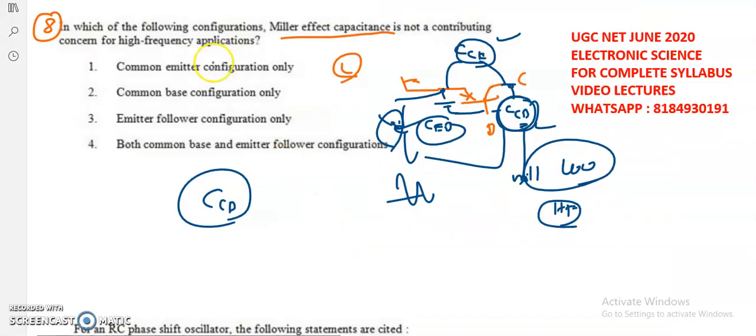But our question is, the Miller effect capacitance is not a contributing concern for high frequency applications, for which type of configuration? So definitely the common emitter option is a wrong answer. Why? Because the common emitter configuration is severely affected by the Miller effect capacitance. Fine. Now we have to find out whether it is common base, emitter follower, which is nothing but a common collector configuration, or else both the CB and the CC. That we have to find out.